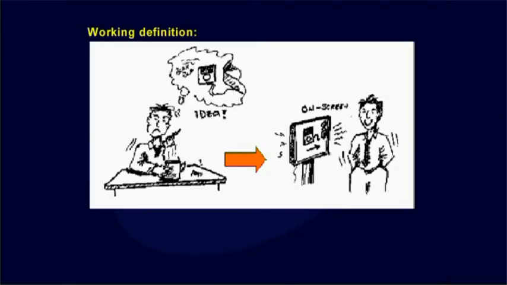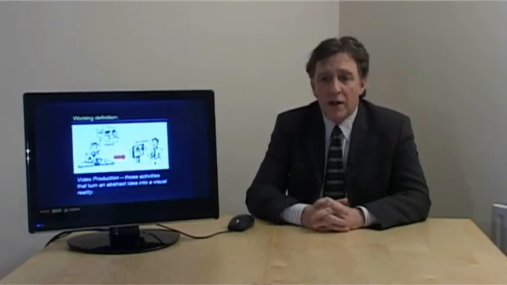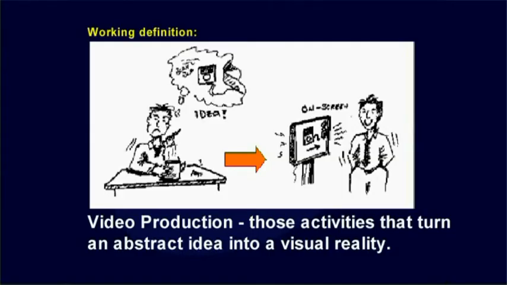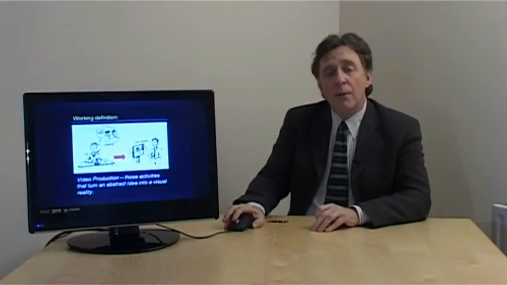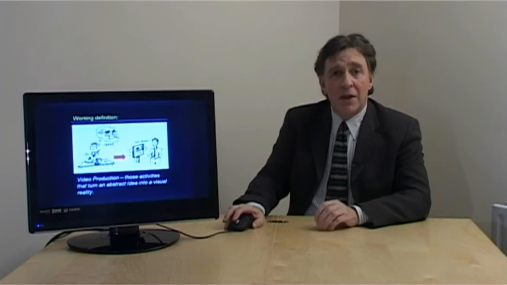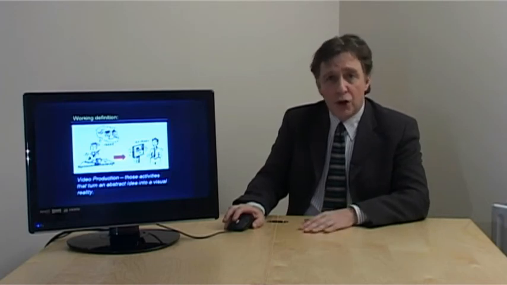So, for example, the video that you're watching now is the end process of an idea that started some time ago. Now, if we think about this visually, we get the idea of a creative process for video production. It begins with an idea and it ends with the screening or the showing of a video or a broadcast somewhere. So for our purposes, video production as a working definition, we're going to say are those activities that turn an abstract idea into a visual reality. So from this, we get the idea that the video producer is the person who connects a beginning idea with the finished production, which is the broadcast or the screening of a video.